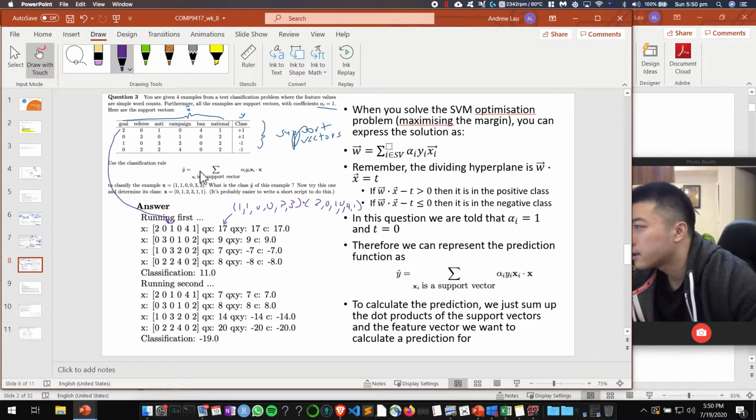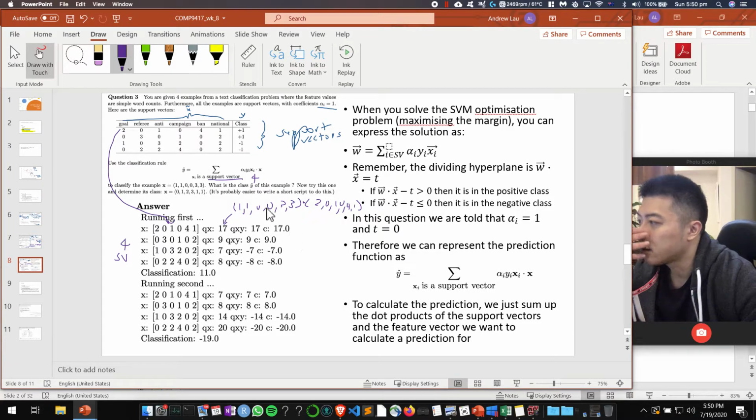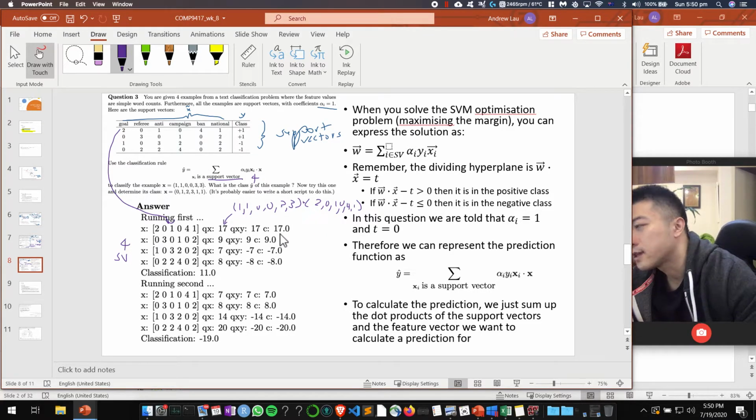Okay, and then we repeat that, because remember there are 4 support vectors, and we just cycle through all four support vectors and then add them all up. 17 plus 9 minus 7 minus 8 is equal to 11 here, and therefore our conclusion is that we say it's positive class.